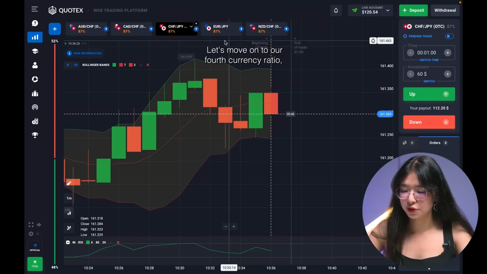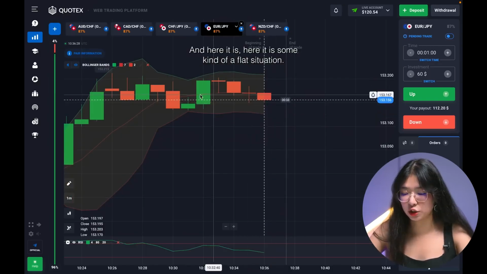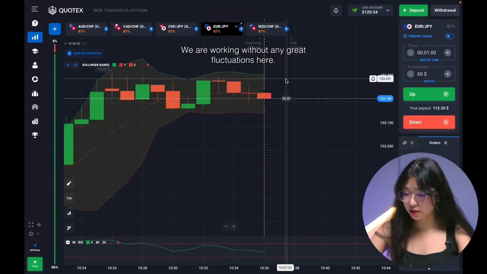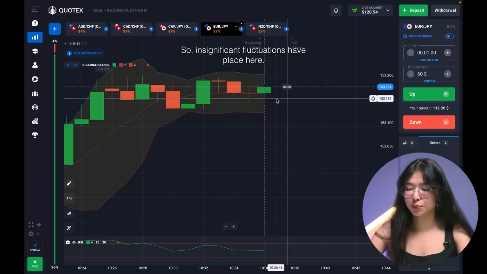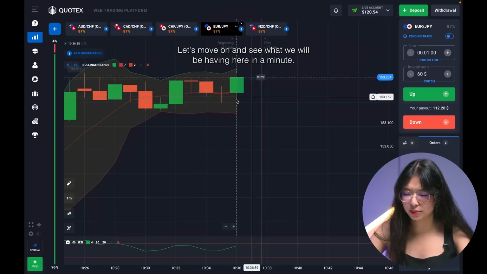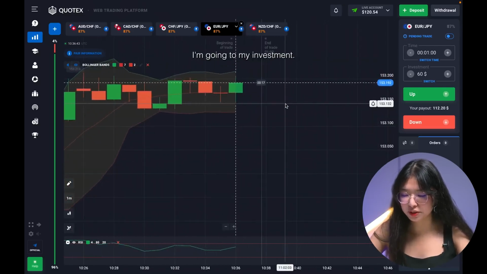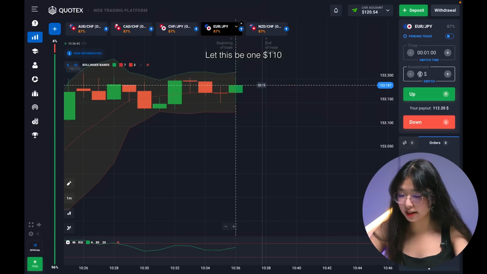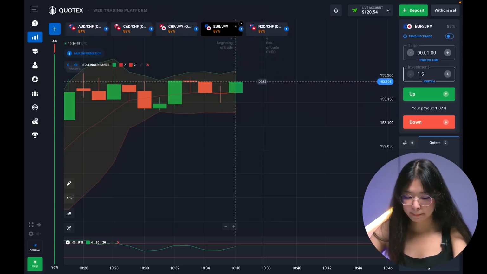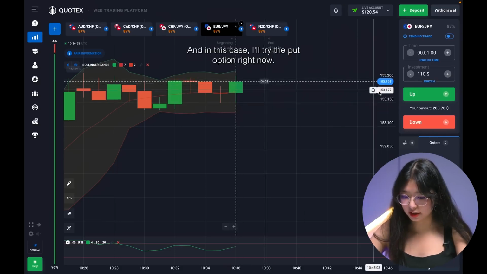Let's move to our fourth currency pair. And here's some kind of flat situation. We are working without any great fluctuations here. Let's move on and see what we will be having here in a minute. I hope that everything will be working well, and I'm going to my investment. That will be $110 in our investment box, and in this case, guys, I'll try the put option right now.